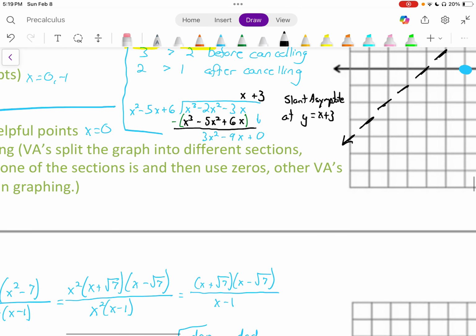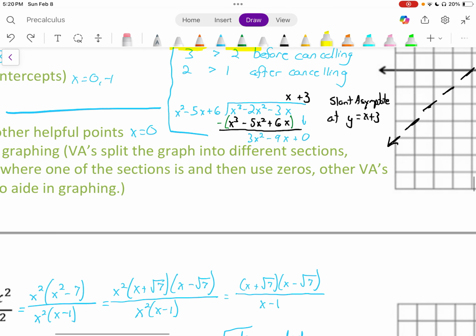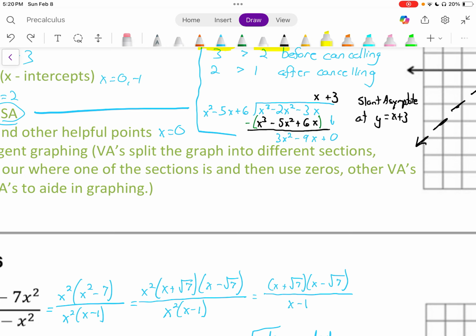That's the most we can zoom in. So what times x squared gives me x cubed? Well, that's x. Right, so we have that x there. And then we multiply. So x times this whole thing gives us x cubed minus 5x squared plus 6. And then we subtract. So x cubed minus x cubed is 0. Negative 2x squared minus a negative is positive, so plus 5x squared is 3x squared. Negative 3x minus 6x is negative 9x. And then we bring down.